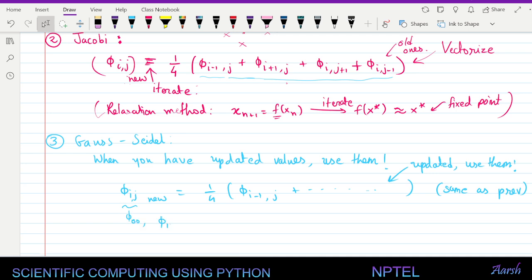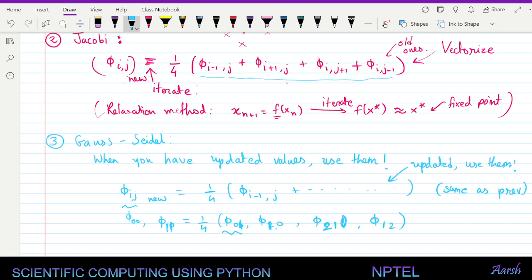Then when we do 5 1 0, that will be 1/4 of 5 0 0, then 5 2 0, and 5 2 0. I think only two, right? And 5 0 1. Yeah, only three because it's on the wall. Okay. If it is, let's say, 1 1, then it will be 0 1, then 1 0, then 2 1, and 5 1 2. Okay.